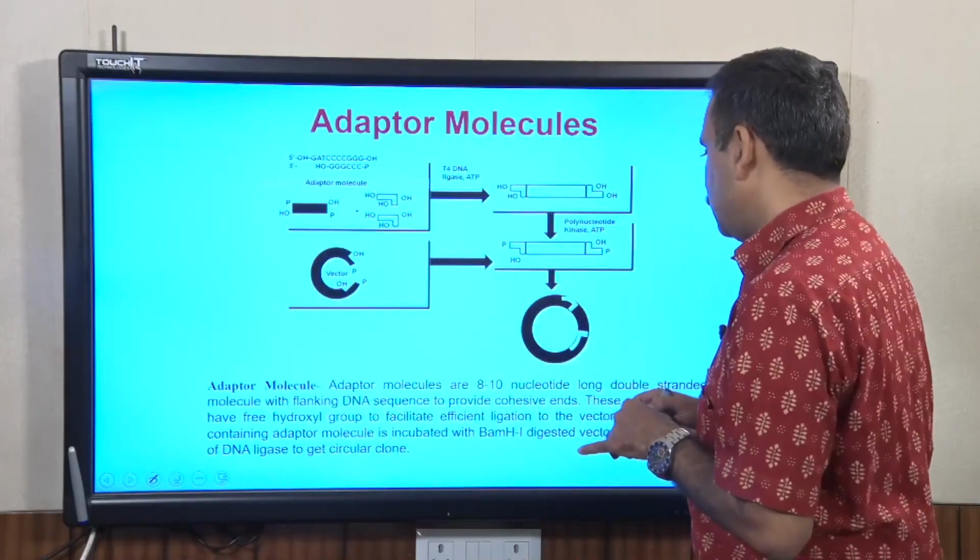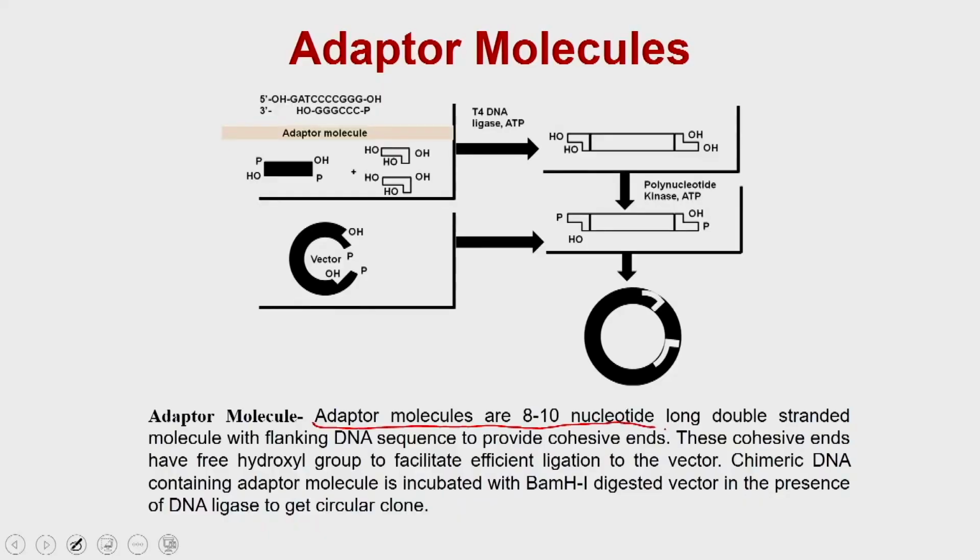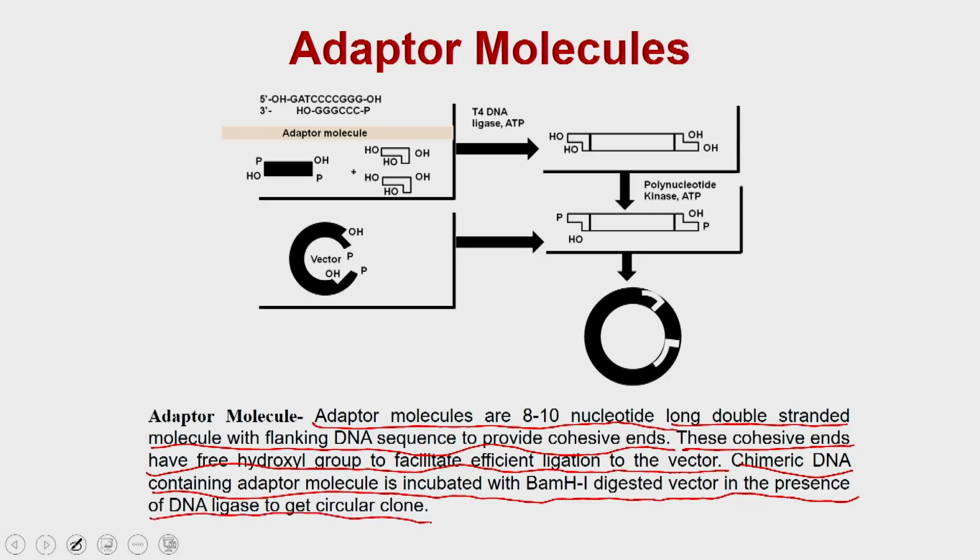So, what are these adapter molecules? The adapter molecules are 8 to 10 nucleotide long double stranded DNA molecules with flanking DNA sequence to provide the cohesive ends, and these cohesive ends have the free hydroxyl group to facilitate efficient ligation to the vector. The chimeric DNA containing the adapter molecule is incubated with BamH1 because in this case the cohesive end you are going to generate is the BamH1, and then if you incubate along with T4 DNA ligase, it will give you the circular DNA.